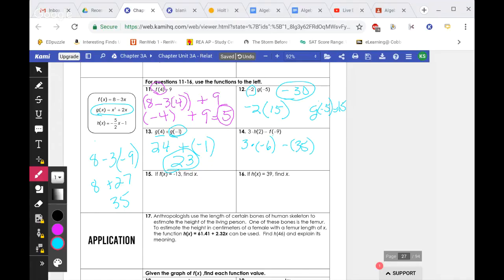So now I have 3 times a -6, which is -18, minus 35. So that equals -53.